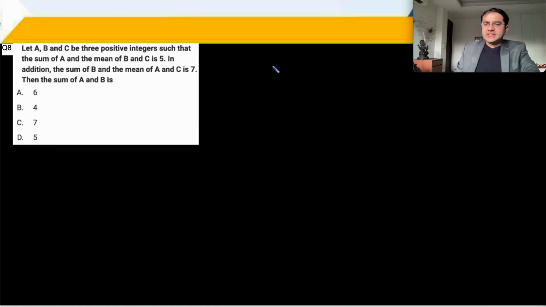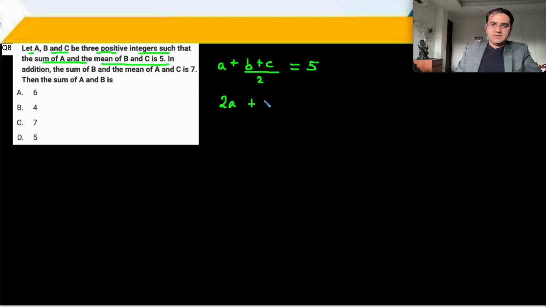A very basic question related to averages. Let A, B, C be three positive integers such that the sum of A and mean of B and C is 5. Mean of B and C is 5. So I get an equation out of this. 2A plus, okay, we can just write it over here, 2A plus B plus C is equal to 10.